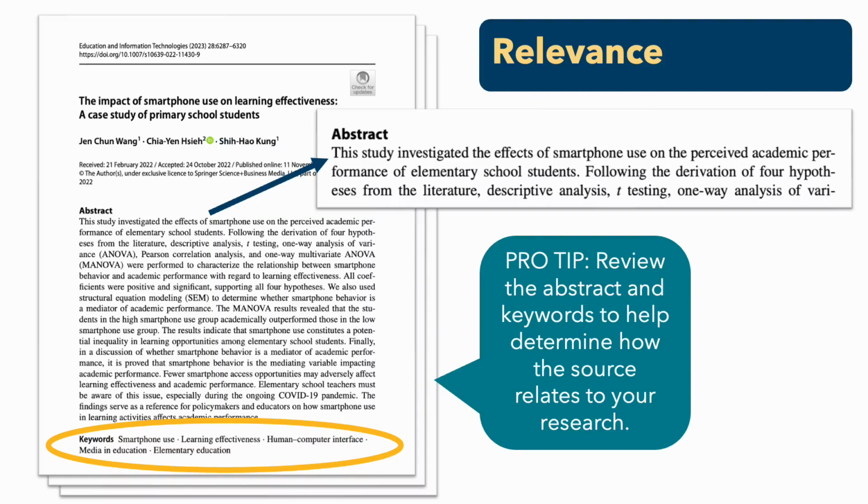Be sure not to just choose sources based on their titles or where they appeared in the list of database search results. Read the abstract, or better yet, skim the entire article to determine its relevance before selecting a source for your research. Also, look at the keywords. How well do they relate to your research question?